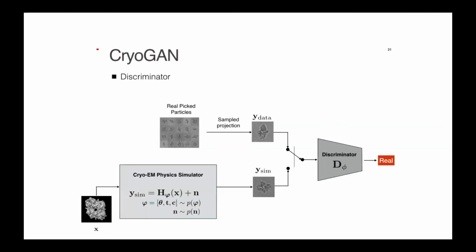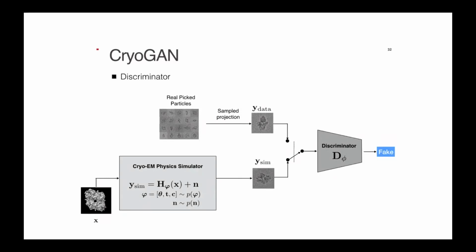So I'll now discuss the whole CryoGAN algorithm. We have the real picked particles, we sample projections from them, and we give them to a discriminator, and we train the discriminator. We change the values of the discriminator parameters such that it gives a high value to these projections. At the same time, we have the physics simulator, which takes the 3D structure, which can be changed, and we simulate these 2D projections, and we give them to the discriminator, and we tell the discriminator to output a low value for them. So the discriminator learns to give a high value to real particles and a low value to fake particles.